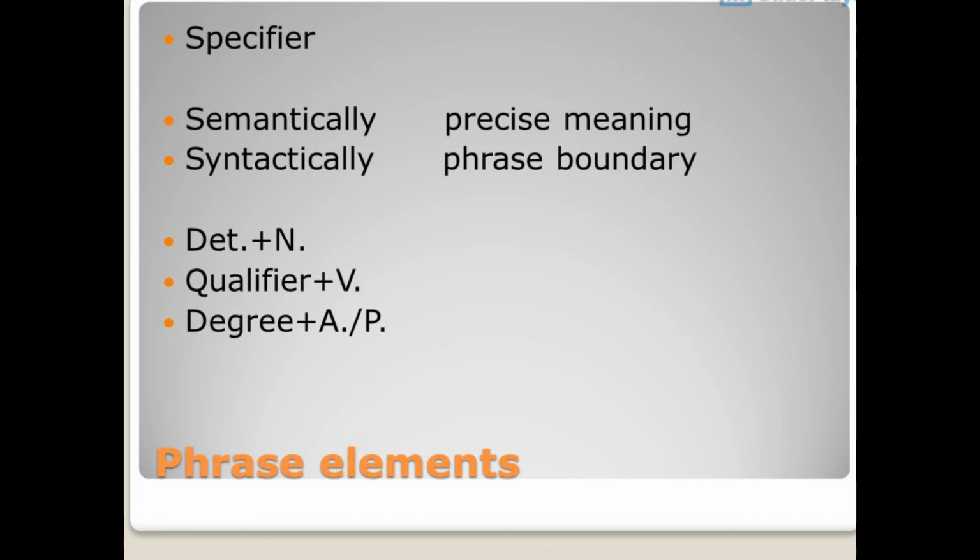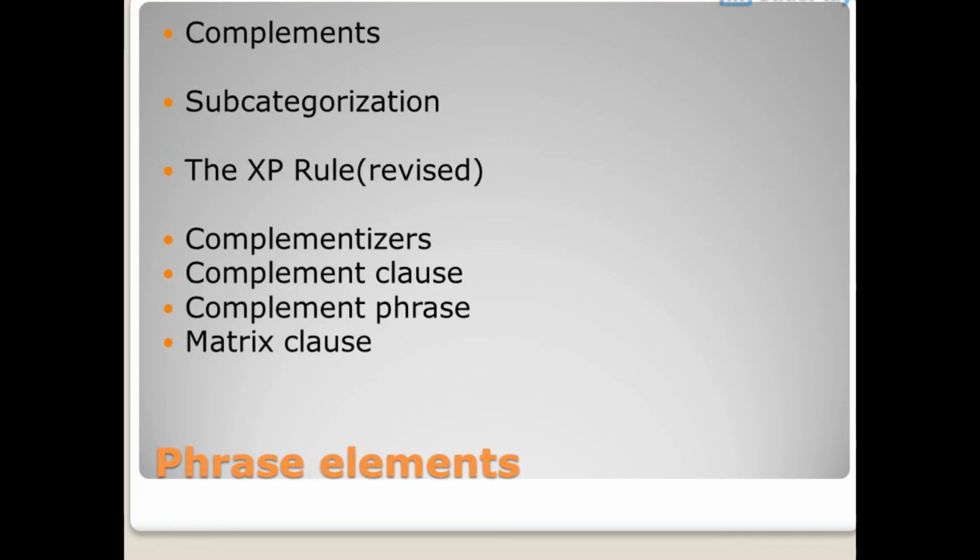Syntactically, it marks the phrase boundary: Det plus N, Qualifier plus V, Degree plus A or P. Phrase elements: complements, subcategorization. The XP rule revised.